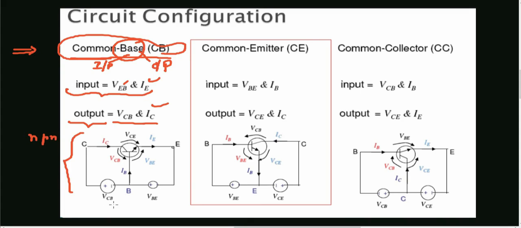in common base configuration. See, the base is common. There is IB current that is flowing in. The collector side has VCB, which is the output here, and the input side is VBE. This is the input side. This is the basic intro to the common base configuration.